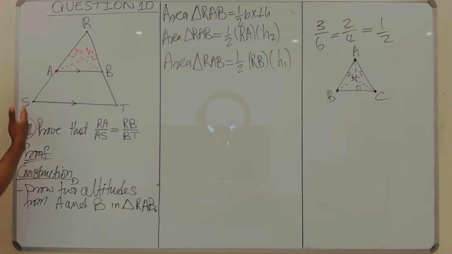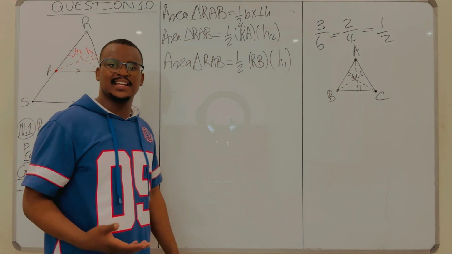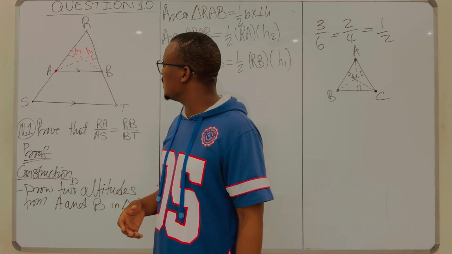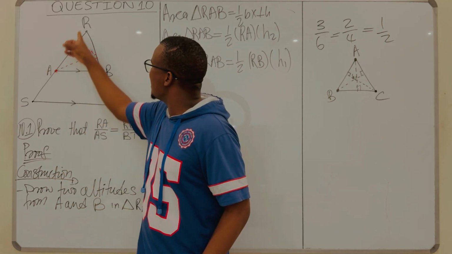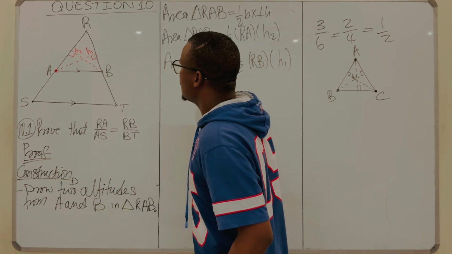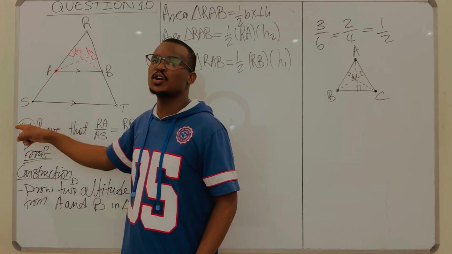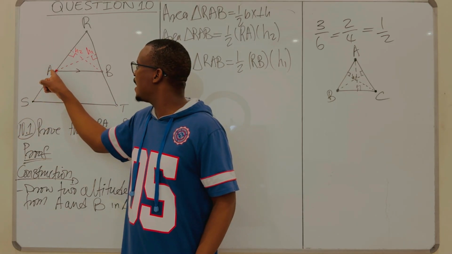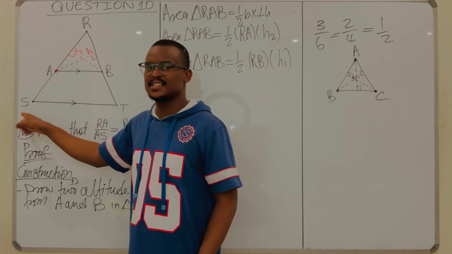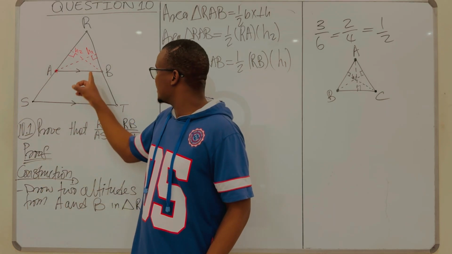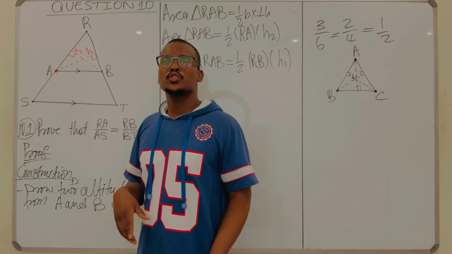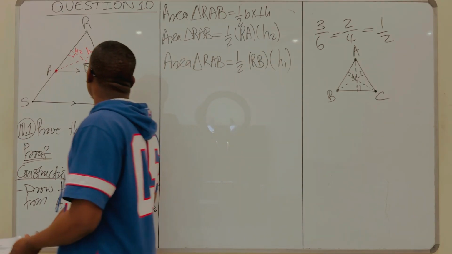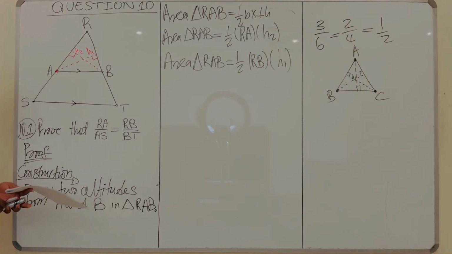To do this, we're also going to use an area, which means we need to calculate another area, right? Because we used areas to talk about RA and RB. So we need another area that will talk about AS, and so is BT. You need another area talking about BT. So how are you going to do this?